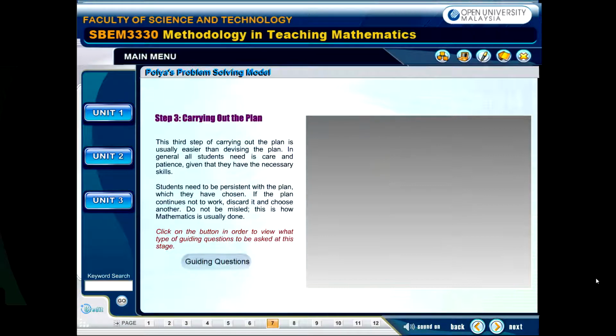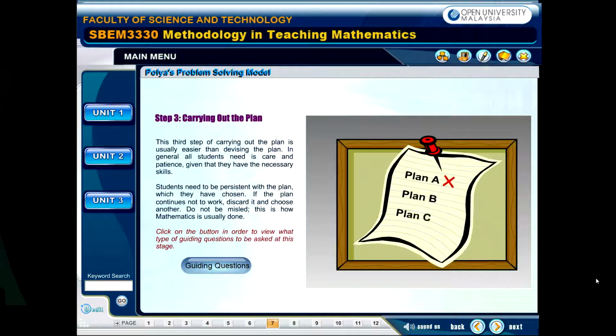This third step of carrying out the plan is usually easier than devising the plan. In general, all students need is care and patience, given that they have the necessary skills. Students need to be persistent with the plan which they have chosen. If the plan continues not to work, discard it and choose another. Do not be misled. This is how mathematics is usually done.